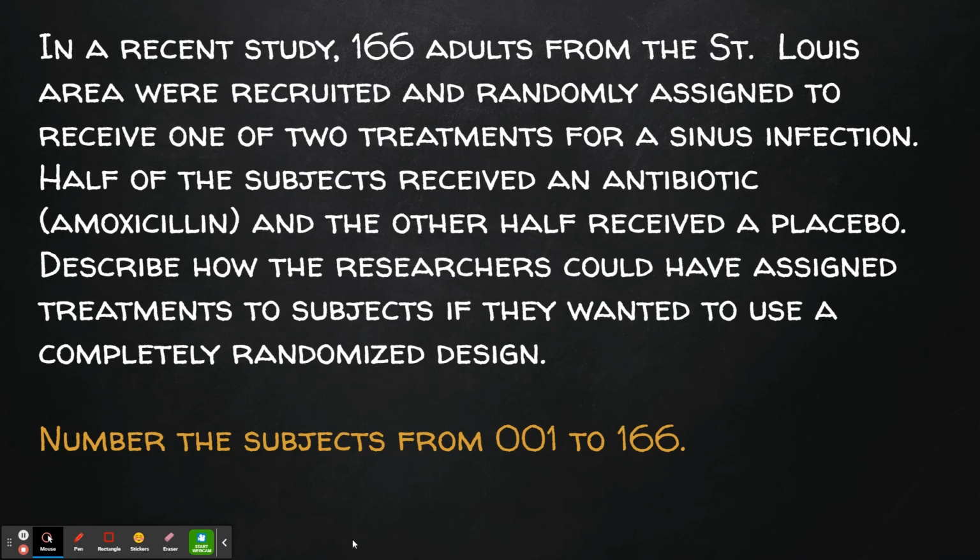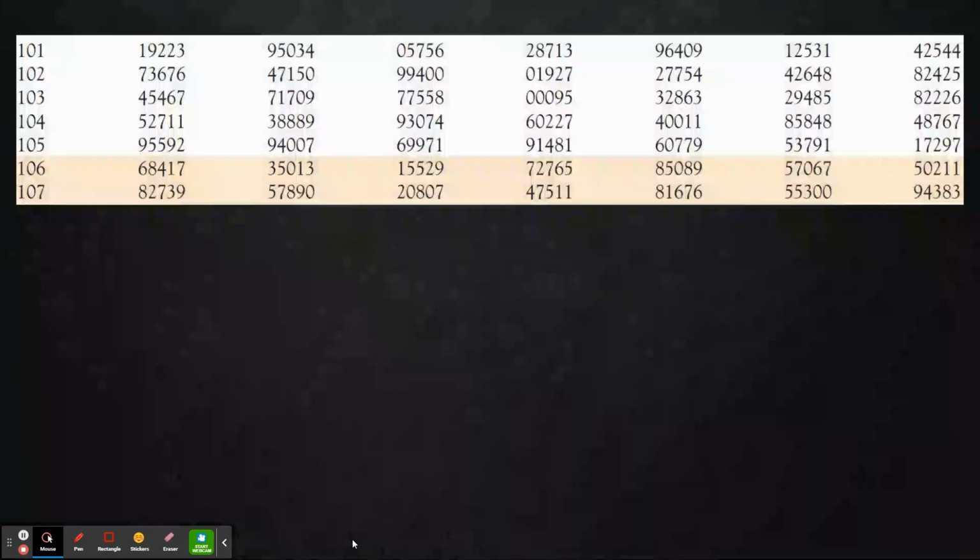So here, we're not going to sample, we're going to assign treatments. Again, it's important for every subject or every item that we're selecting to have the same number of digits in it. So when we number the subjects from 1 to 166, we're actually going to number them 001 to 166 to guarantee there are 3 digits for each subject. Now back to our random digit table. Again, we're using 3-digit numbers, and so we're going to select the first 3 digits.